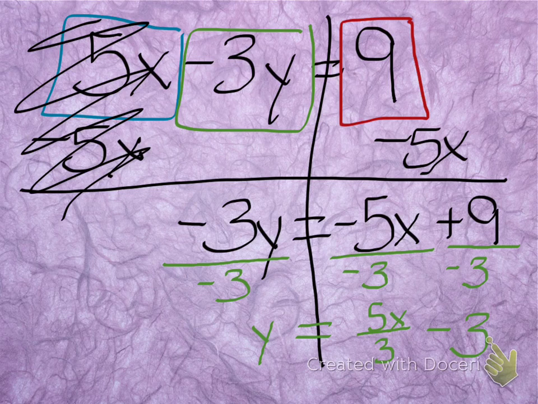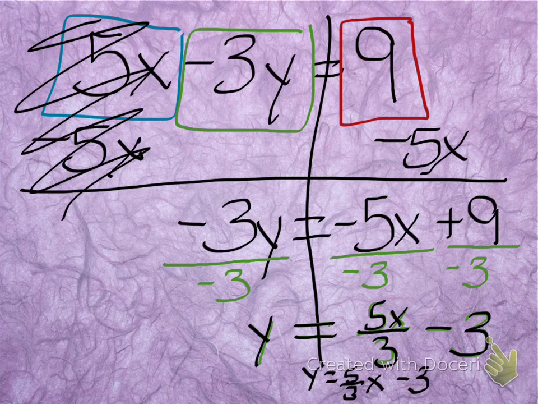And I'll trace this so it's easier to read. So y equals 5x divided by 3 minus 3. And this can also be written as y equals 5/3 x minus 3. So it doesn't matter if the x is in the numerator or if it's next to the fraction. It's the same thing. They're both equivalent.